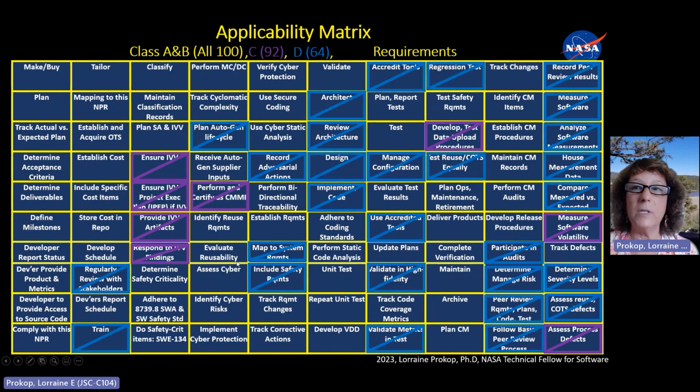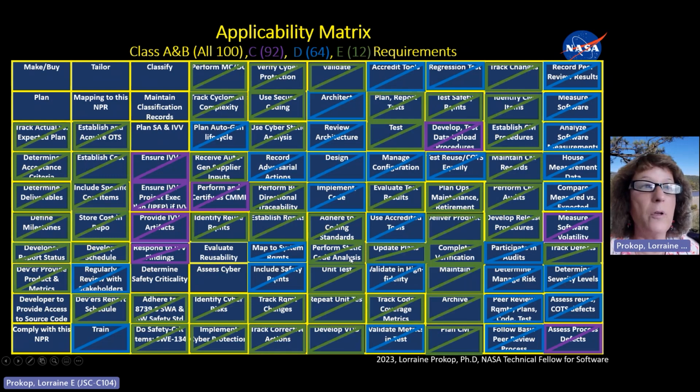Some others. When we go to D, a lot more are removed. I'll just put them up there without going through them. You can look at them, put it on pause and look at them. And then lastly, E, a lot more are removed. There's only 12 requirements that remain for Class E.